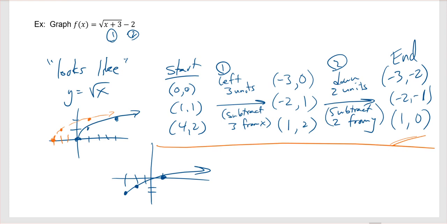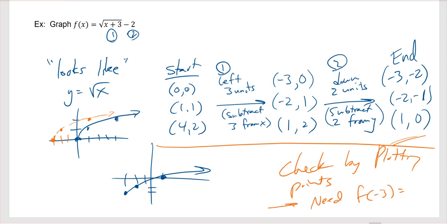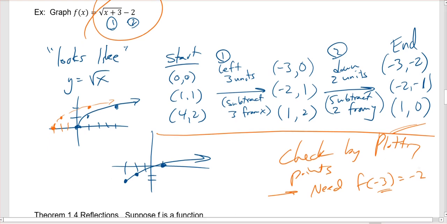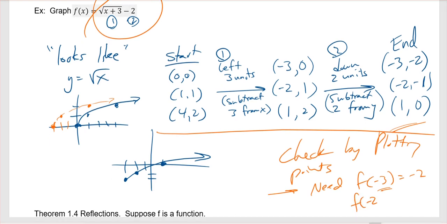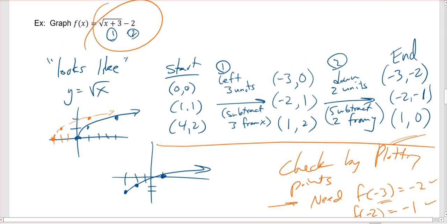Okay, so we need to also keep in our back pocket how we check ourselves, right? Check by plotting points. So in this case, we need f of -3 to be -2. So we would go back to here, plug that -3 in there, see what you get, and we do get -2, right? We also need f of -2 to be -1, and we can plug that in and show that that's true, verify that we got it right. We can verify these things in a couple of different ways, but plotting points is usually the best way to verify these things.